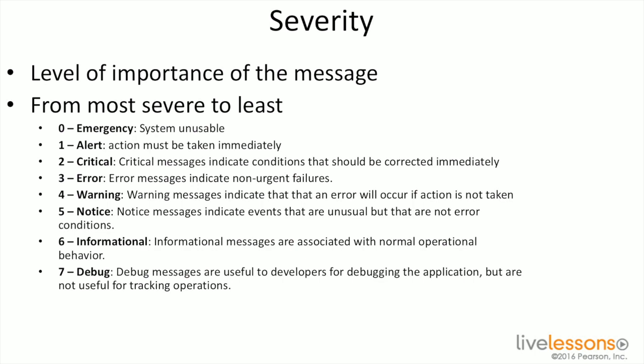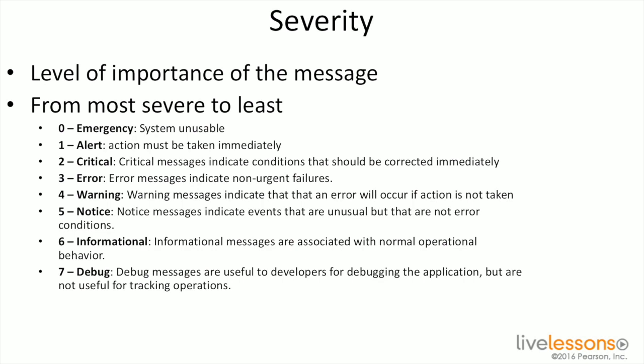The fourth severity level is warning. This is where you can look for messages that indicate that an error is potentially going to happen if you don't take action. So it's giving you a warning that you're reaching a certain threshold or you're getting close to it, to hopefully preempt that from getting any worse.